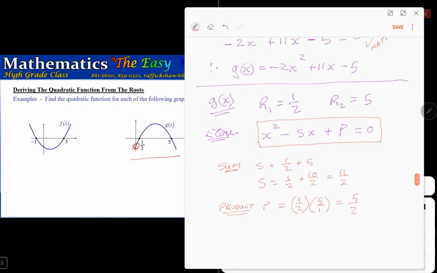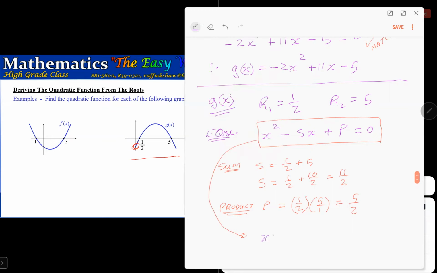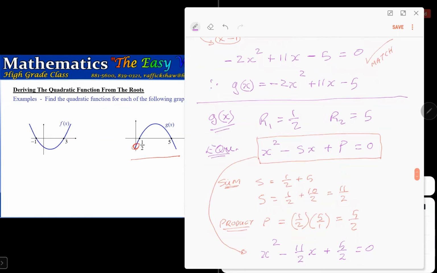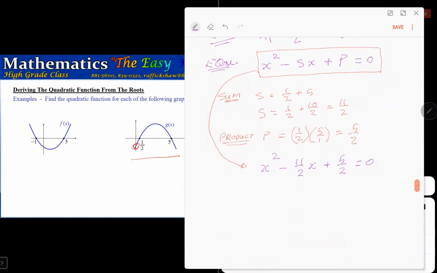And therefore, this equation now becomes x squared minus the sum of the roots, which is 11 over 2, times x. Don't people always forget to put the times x. Plus the product of the roots, which is plus 5 over 2, equals 0. That becomes the equation. And I have to do now to get rid of the fraction, because the question will say they don't want any fractions, they want whole number values.